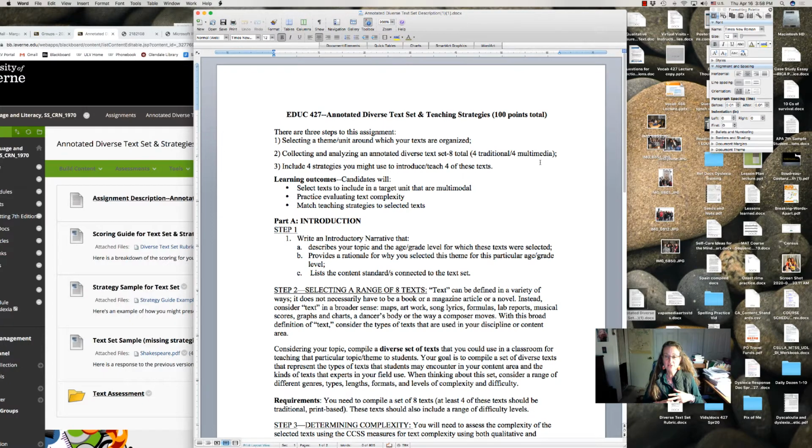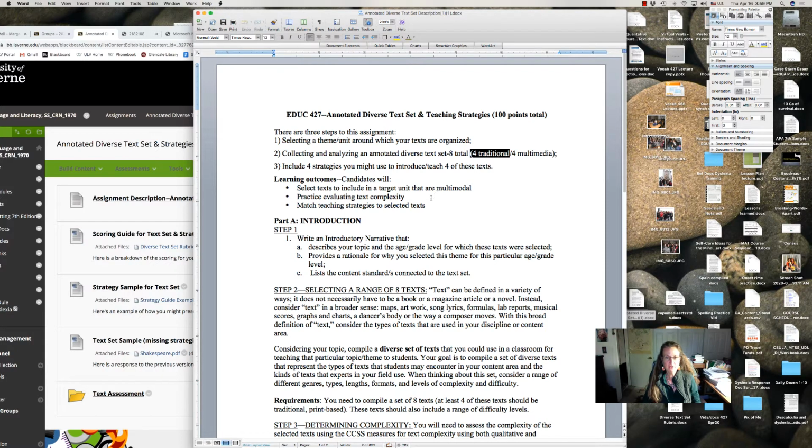And then 4 strategies that you use to teach any 4 of these texts. So the strategies can be for viewing the video or making sense of an image or a poster or a picture or a piece of music. Or strategies could be for reading the traditional text, or they could be for vocabulary related to anything. So the strategies can be related to what you want.